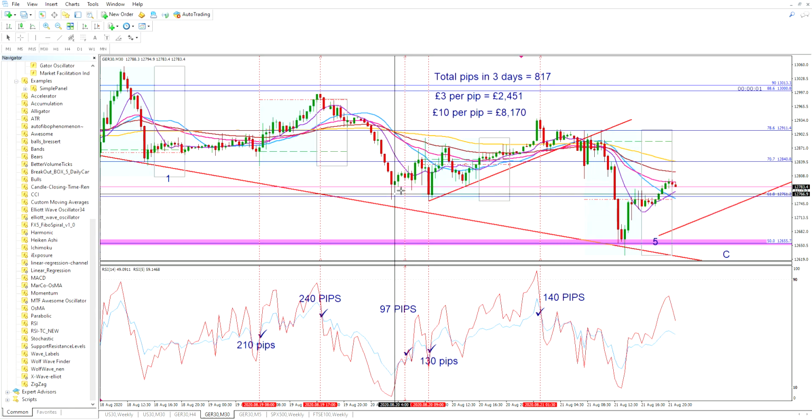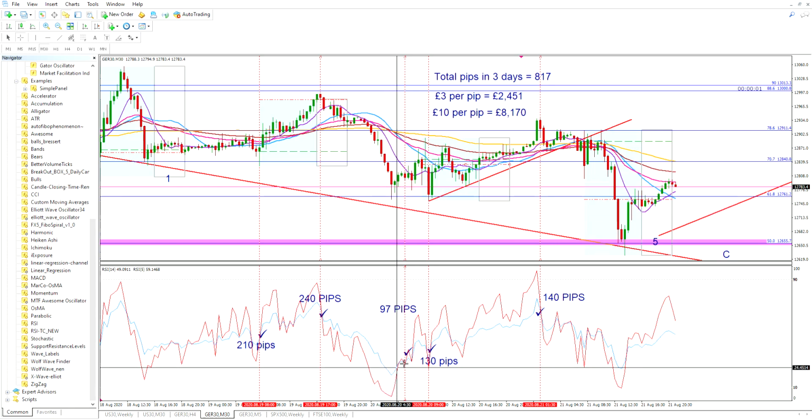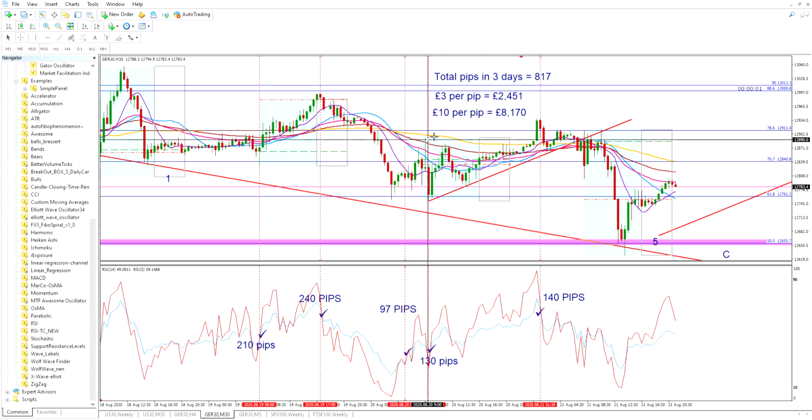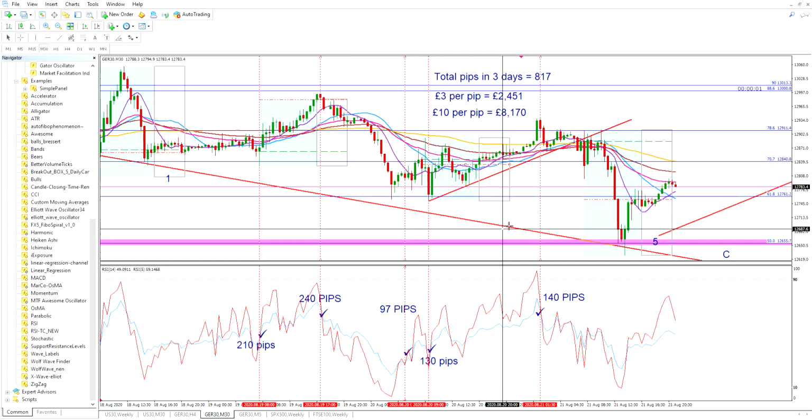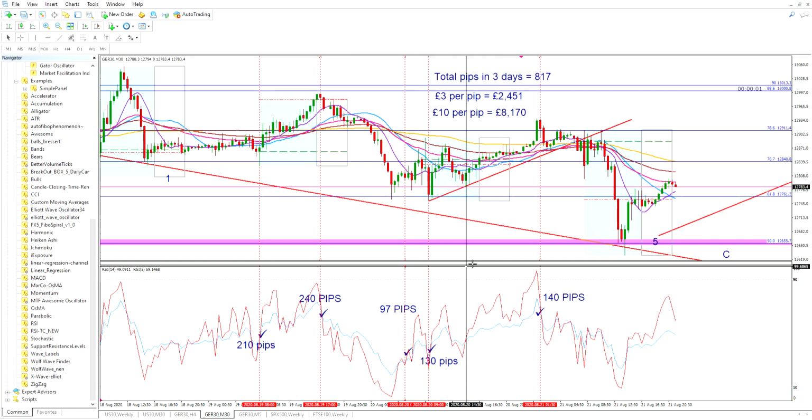Then obviously the market comes up. You're not entering until the crossover. This point we had 97 pips up. Then it came back down, 130 pips. Again, I could have added it in here as well. There are various points you can add to it. These are just to show you some examples, without cluttering the chart.